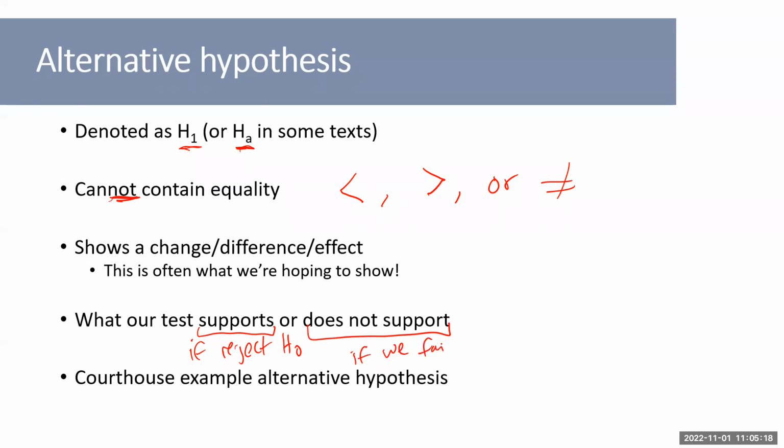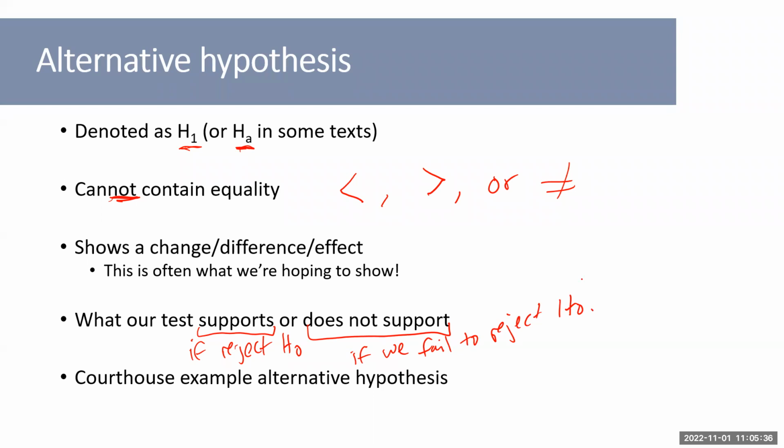If we don't reject our null, then we do not have evidence to suggest that the alternative is true. Okay, now we're going to do examples and put all of this together, but keep these in mind and be able to go back and reference this as you're putting these pieces together.